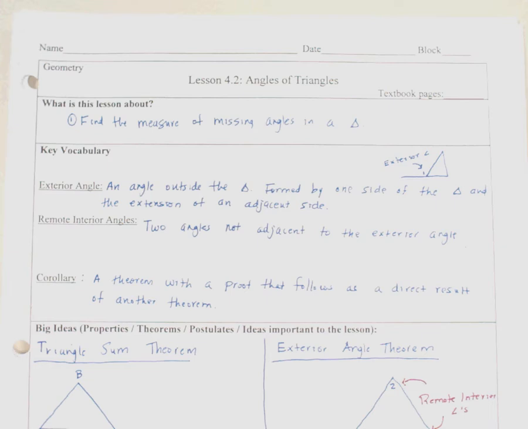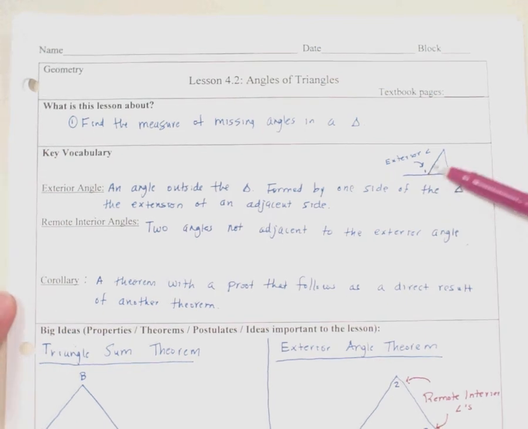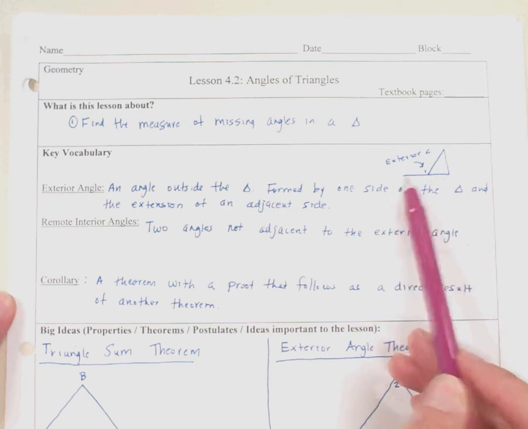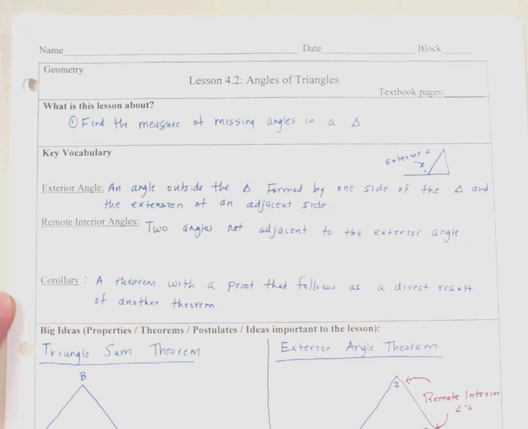An exterior angle is an angle outside of the triangle. It is formed by one side of a triangle and the extension of an adjacent side. So here's an example of an exterior angle formed by one side of a triangle and the extension of an adjacent side. Now, the remote interior angles are the two angles that are not adjacent to the exterior angle.